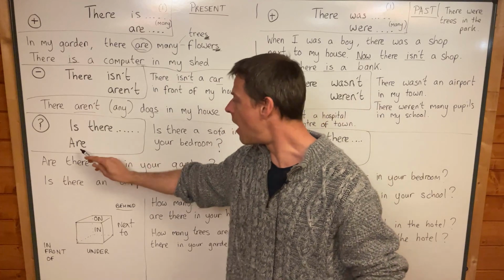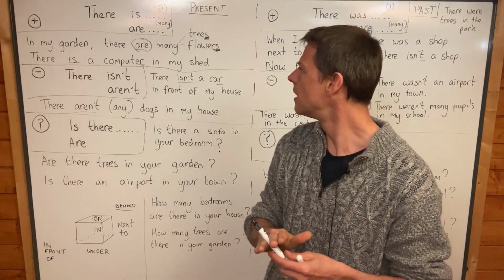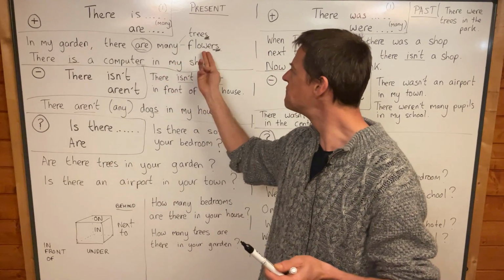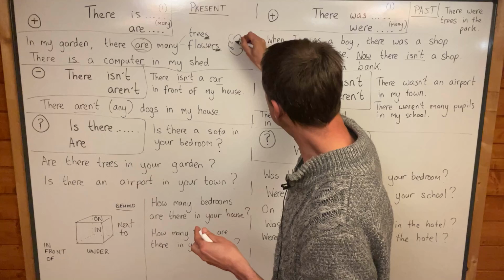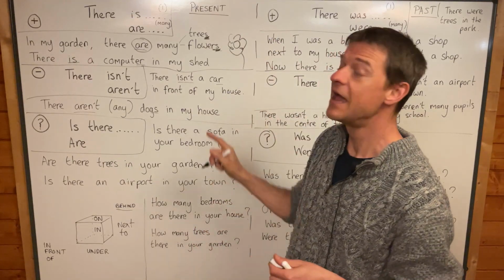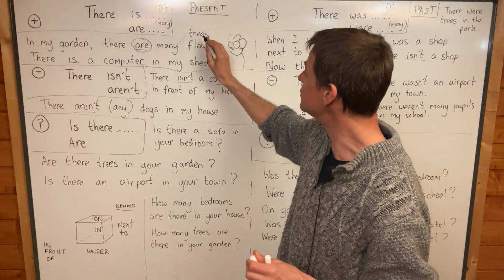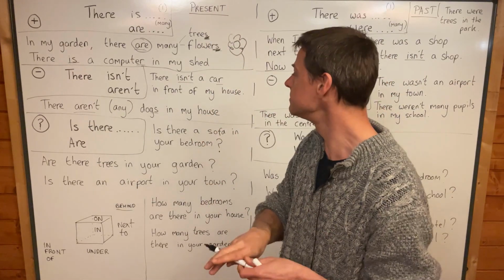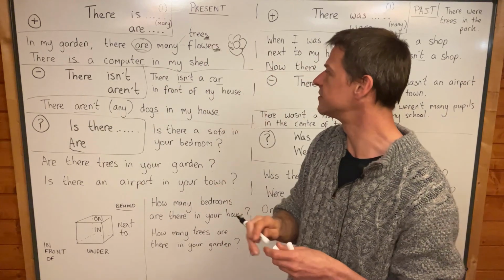So, are there many trees in your garden? Are there many flowers? Flowers, you know flowers? Are there many flowers in your garden? Are there many trees in your garden? And we use "are" because flowers, trees.